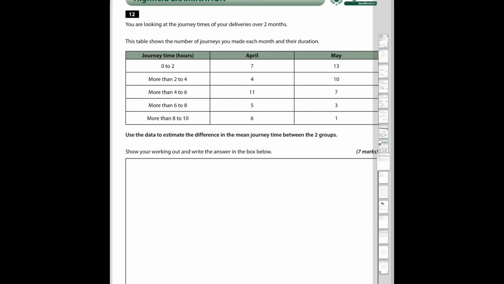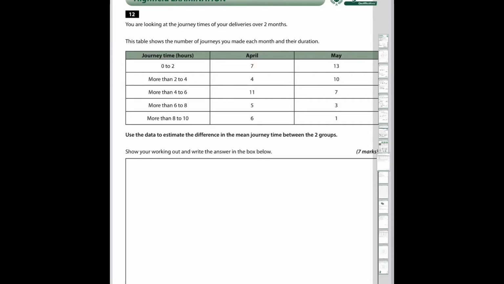Question 12. You're looking at the journey times of your deliveries over 2 months. The table shows the number of journeys you have made each month and their duration. Use the data to estimate the difference in the mean journey time between the two groups.